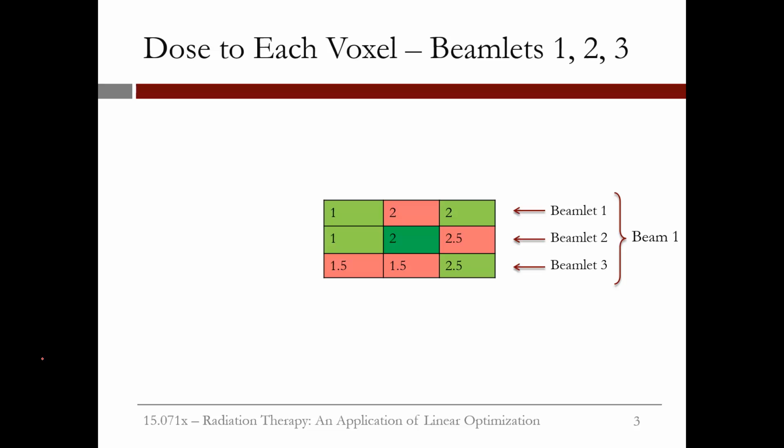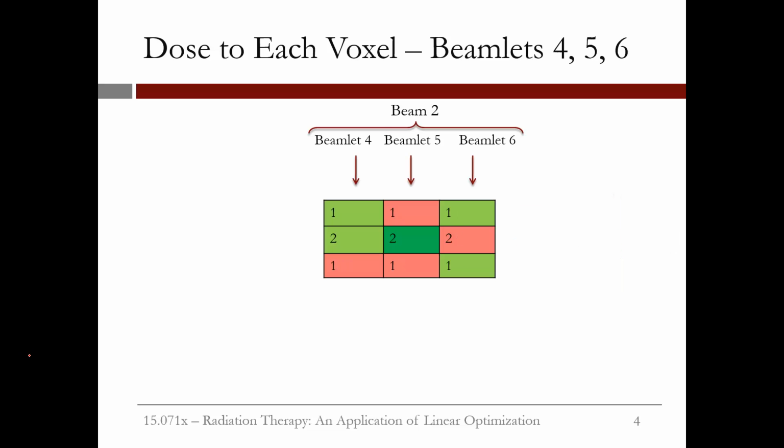We know the dose that each beamlet gives to each voxel at unit intensity. This table shows the dose that each beamlet in beam 1 gives to the voxels. Remember that this is at unit intensity. If we double the intensity of the beam, we double the doses. The dose to each voxel can depend on how far the beamlet has to travel or the type of tissue that the beamlet has to travel through. Similarly, we know the dose that each beamlet in beam 2 gives to each voxel, again at unit intensity. The dose again depends on the direction of the beam and what it travels through.